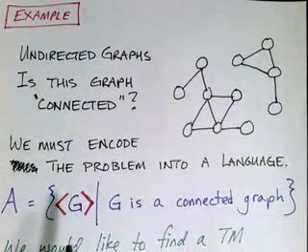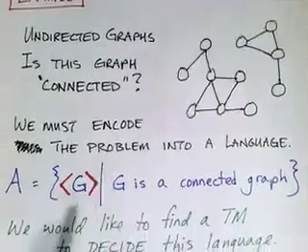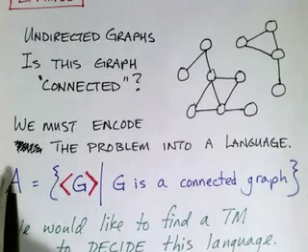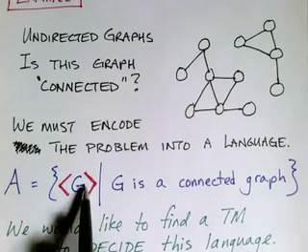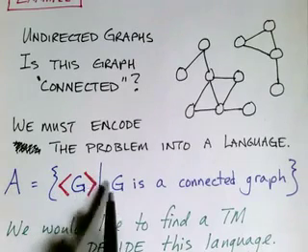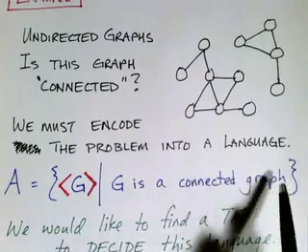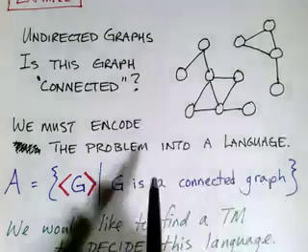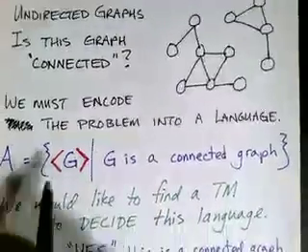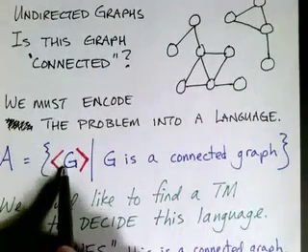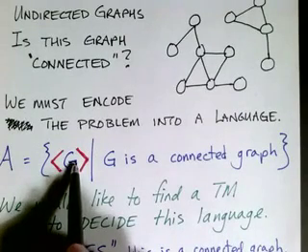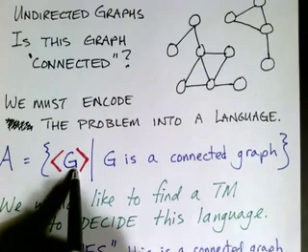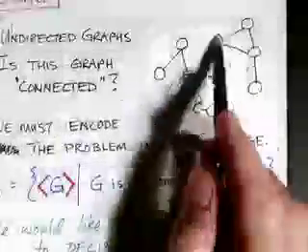So we're going to encode this problem into a language. And here's the language. We'll call the language A. And it's the set of strings such that those strings represent a connected graph. Okay, what's going on here? First of all, these angle brackets are being used to say that this is a representation of a graph.